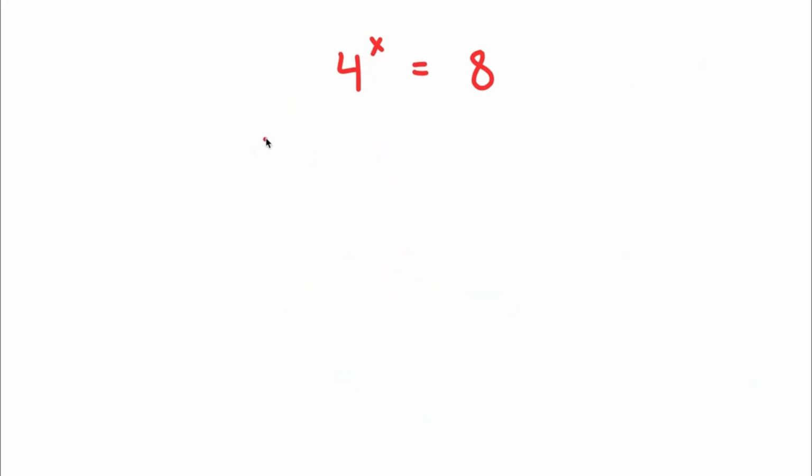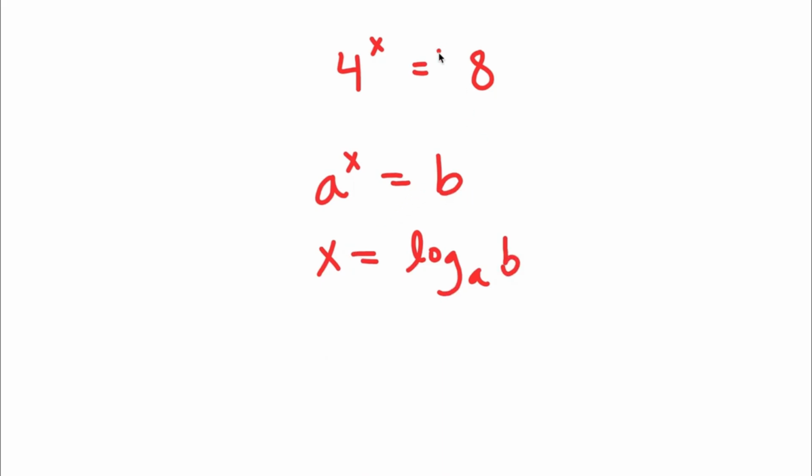So again, I have 4 to the power of x equals 8. And now I'm actually going to take, if I have something in the form a to the power of x is equal to b, then x here is actually equal to log base a of b. And I can actually go ahead and prove this as well.